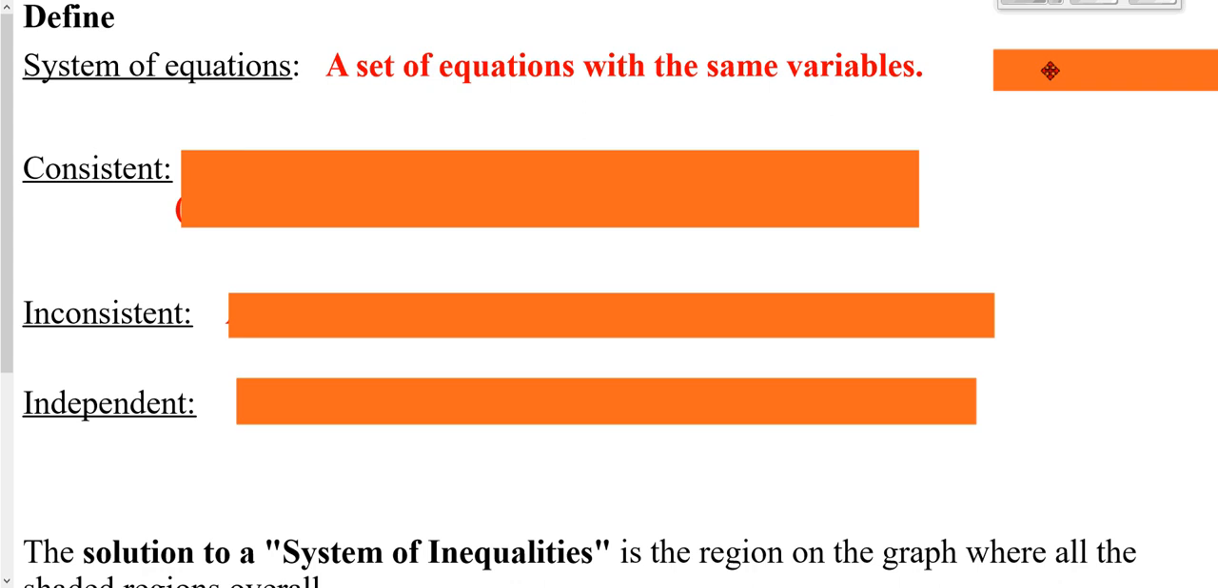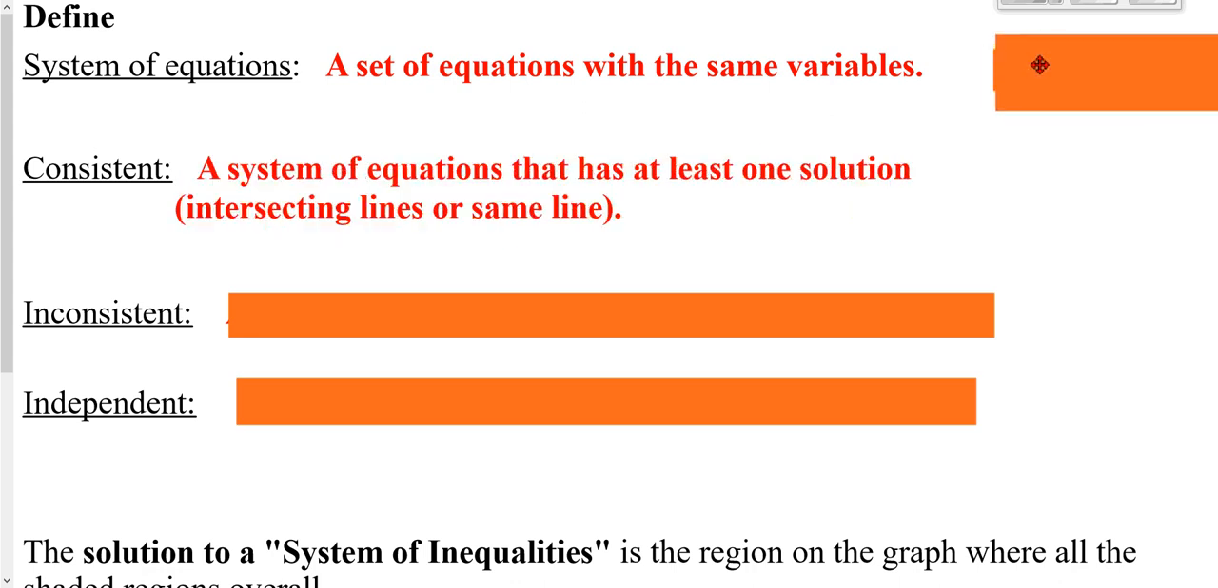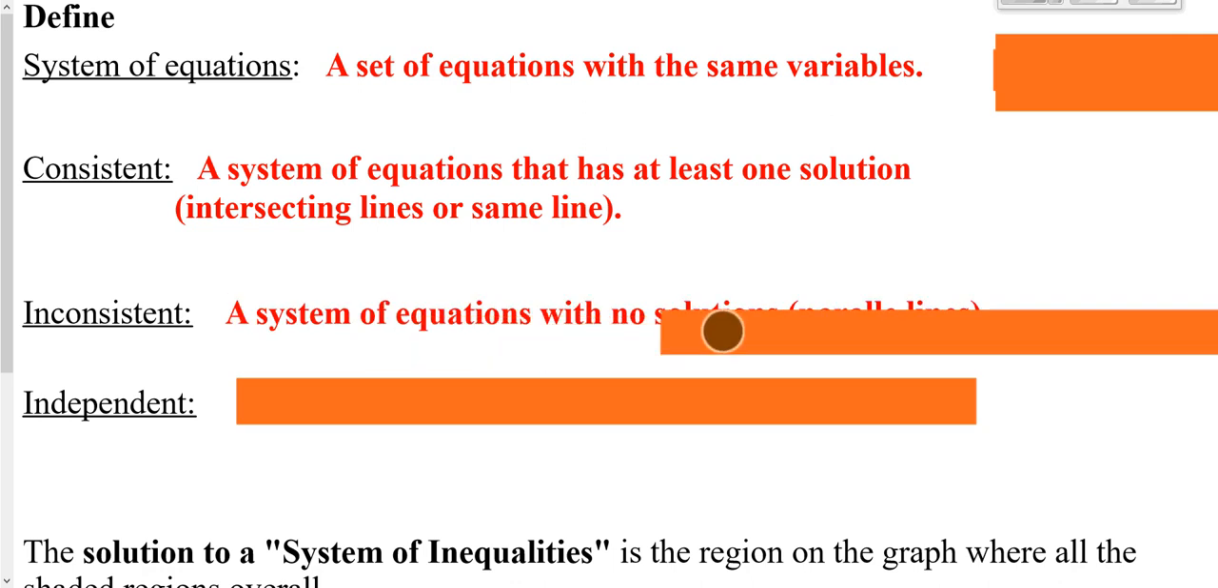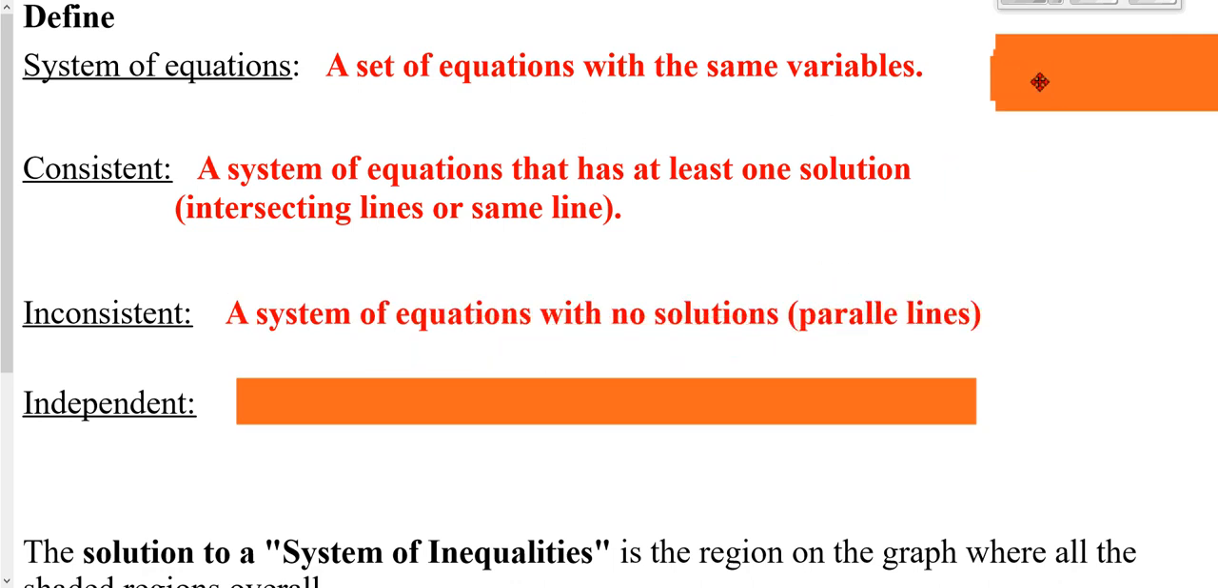Now, a couple of words that go along with this is a situation where they are consistent. A consistent set of equations has at least one solution. Means it could be two lines that cross at one point, or it could be two lines that when graphed end up being on top of each other and being the same line. There's also then inconsistent, which means they wouldn't have anything in common, so they would have no solution, meaning it would have to be two parallel lines.